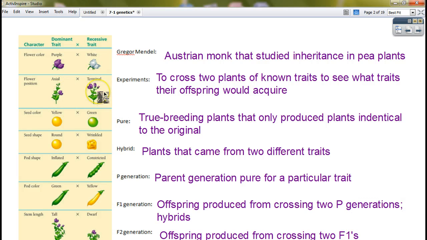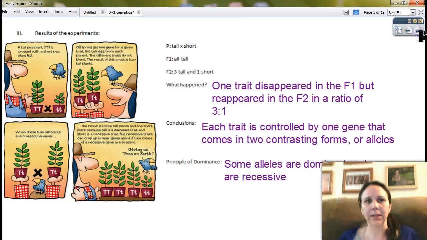He did axial and terminal. 100% of them came out axial. Crossed the kids. What happened? 75% came out axial, 25% came out terminal. And he said this is really cool. So his F2 generation, which are the kids of the F1 or the grandkids of the P, they produced a 75 to 25% ratio. And he said, well, that's really cool. I wonder why that is.